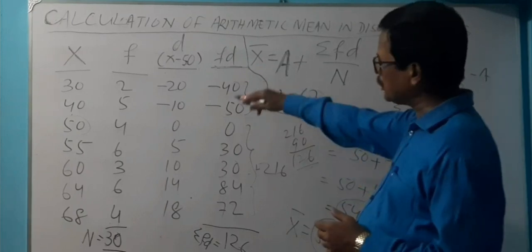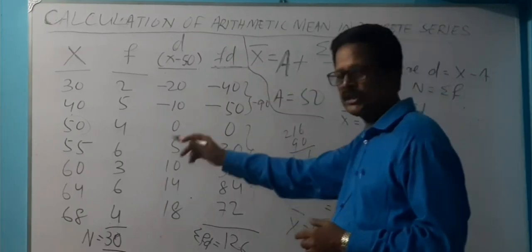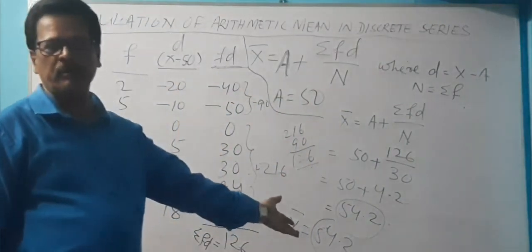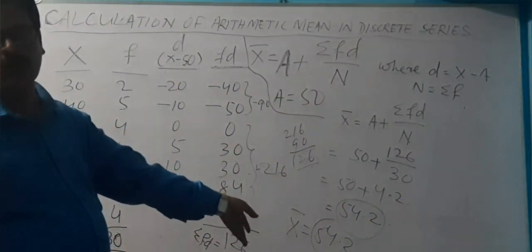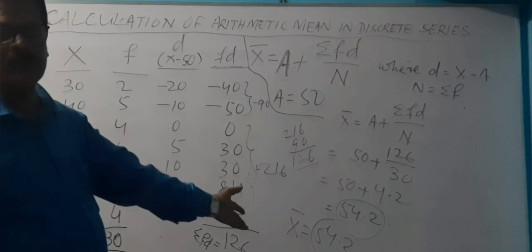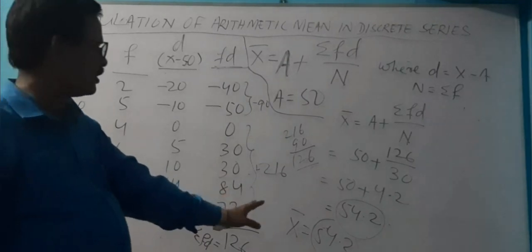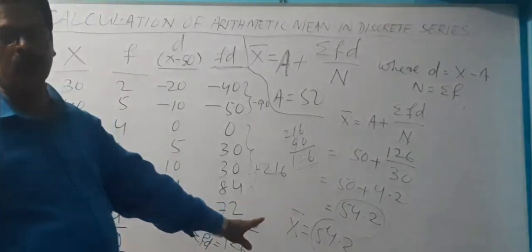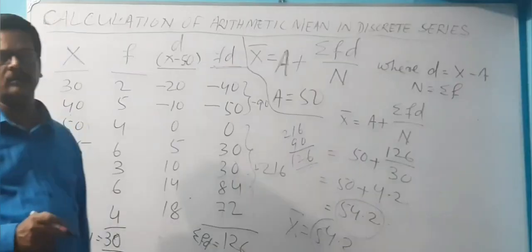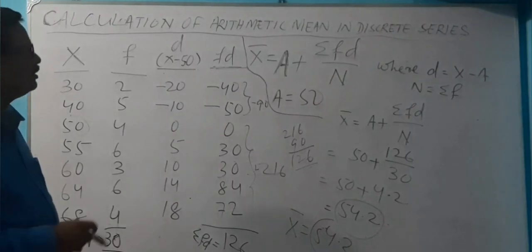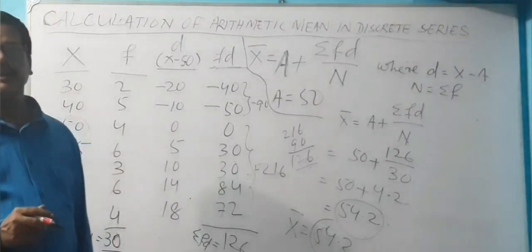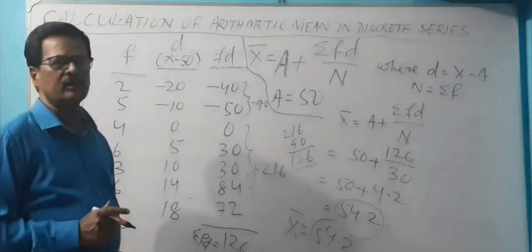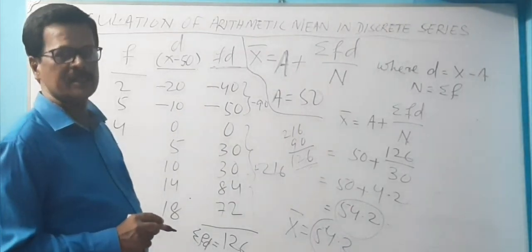So in the direct method, in this question, we have got the answer x bar is equal to 54.2. In this method also we have got the answer x bar is equal to 54.2. Okay, no doubt. So this is how we have calculated the value of arithmetic mean through the shortcut method in case of discrete series.